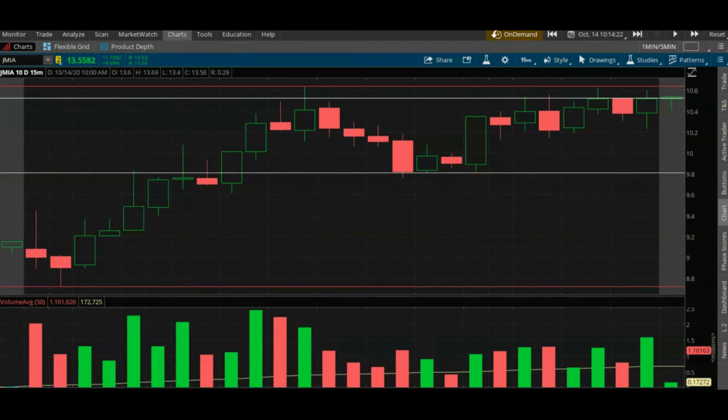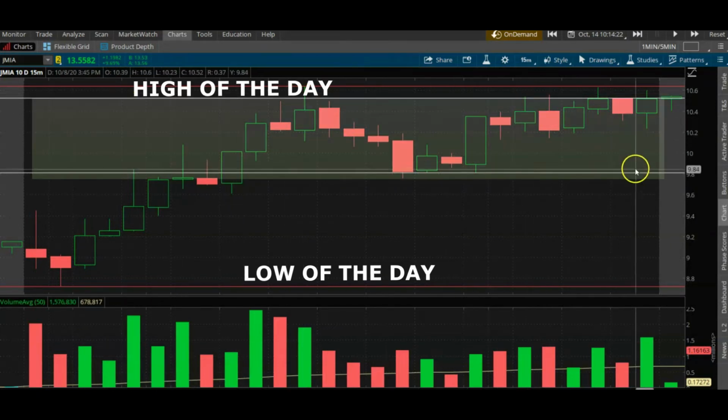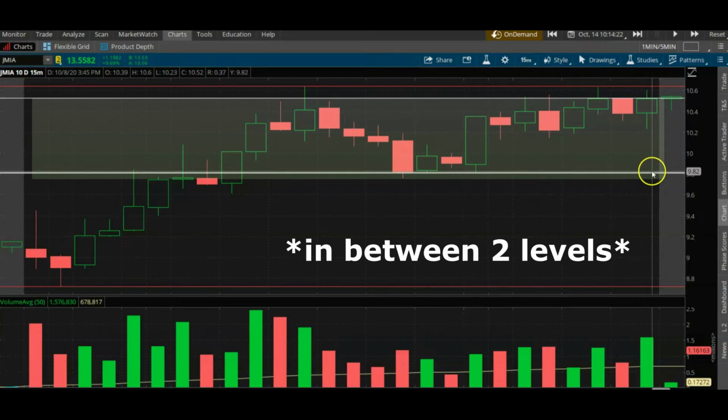So what I have here now is I have my two red lines showing the high and the low of the day. And then I have my two white lines just showing an area where price action kind of lingered in between these two areas. And this is the area of consolidation.